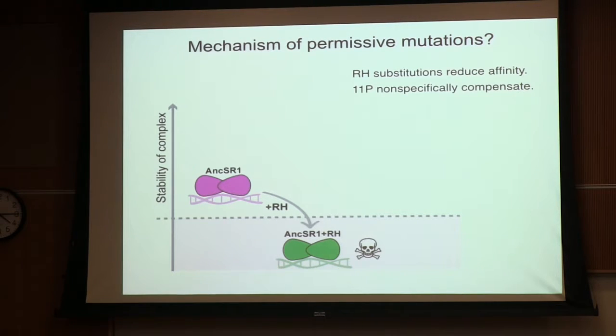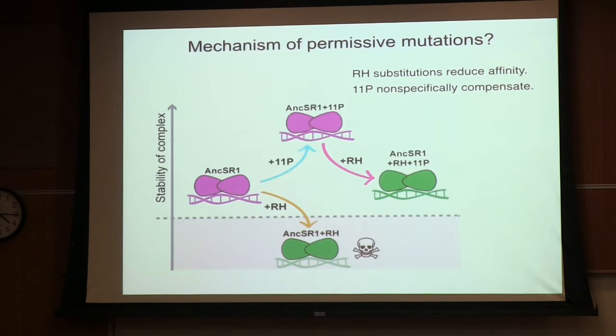So we can think of the model this way. If we're interested in the stability of the complex of protein and DNA, you have an ancestral protein. You have specificity switching mutations that reduce the affinity to such a degree that this is a non-functional complex. The permissive mutations, however, increase that affinity, allowing the function switching mutations to yield a functional protein with a different affinity. And notice there's no epistasis here at the level of affinity. The epistasis is at the level of function because there's a non-linearity in the relationship between affinity and activation. Okay.